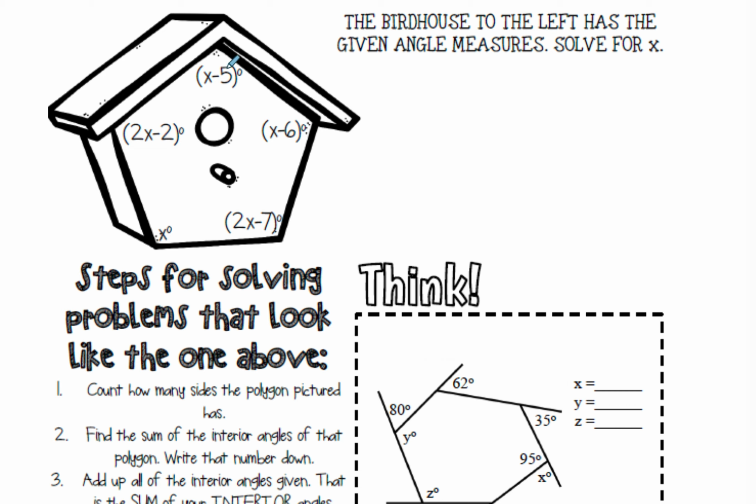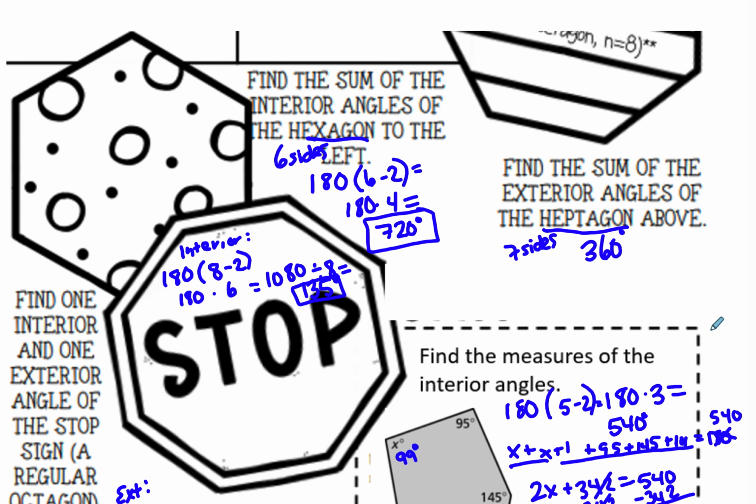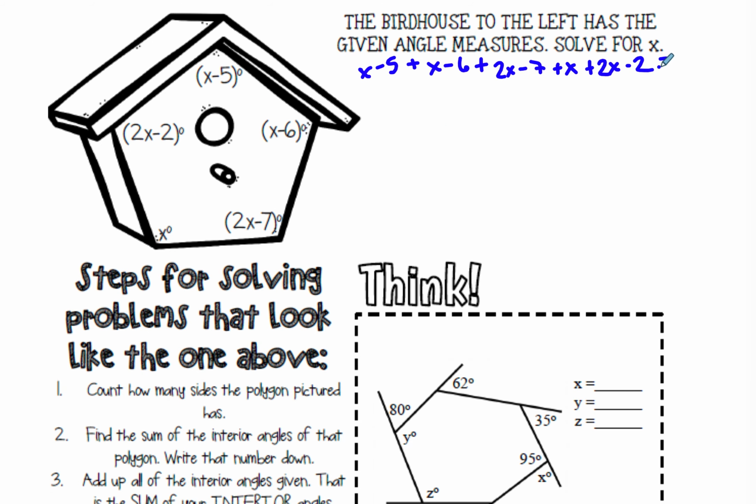Okay, so let's see. I'm just going to start here at the top. x minus 5 plus x minus 6 plus, I'm just going around in a circle here, 2x minus 7 plus x plus 2x minus 2. This is another pentagon. 1, 2, 3, 4, 5. So it's going to equal 540, just like our last pentagon. Okay, go ahead and pause the video and finish that equation.